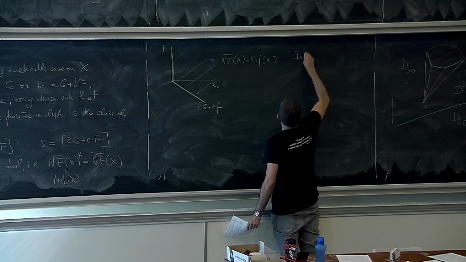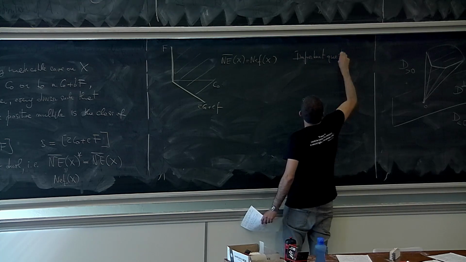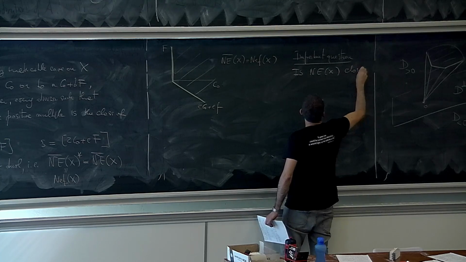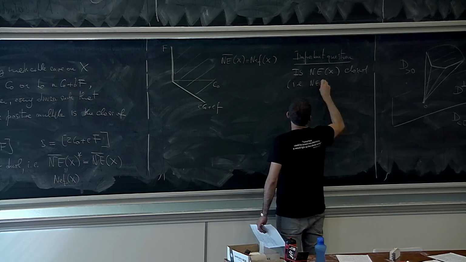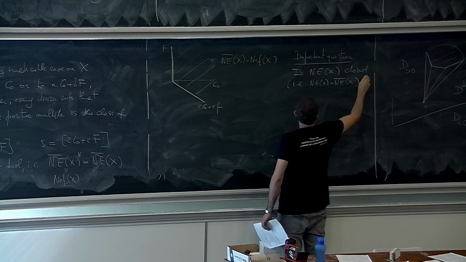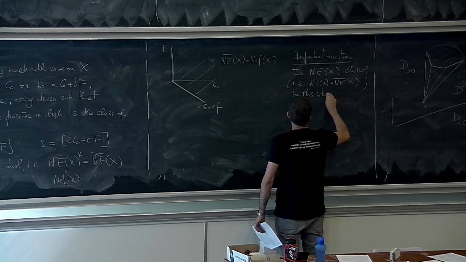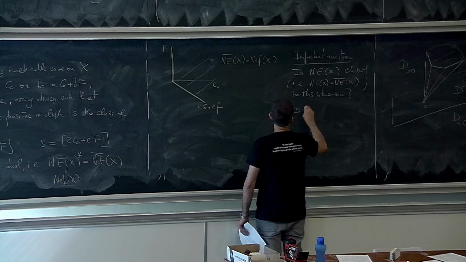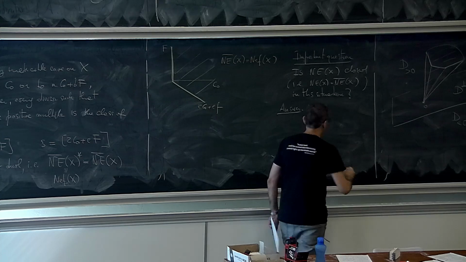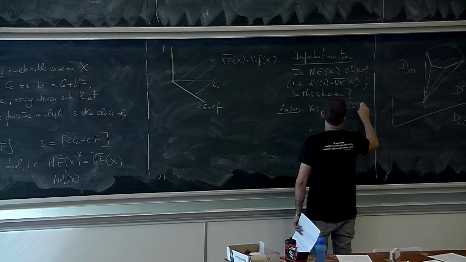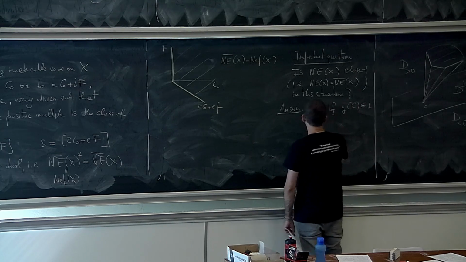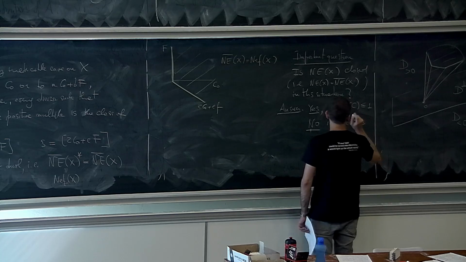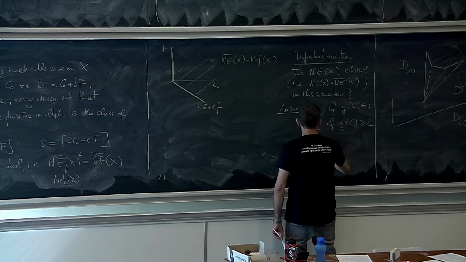Important question. Is NE of X closed in this situation? Answer: yes, if the genus of the base is at most 1. No, if the genus of the base is at least 2. And this is an example by Mumford.